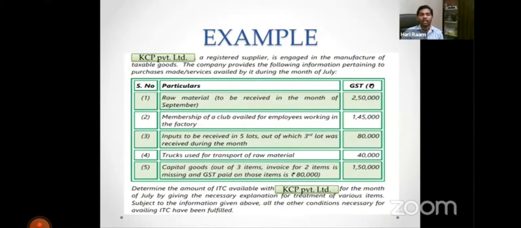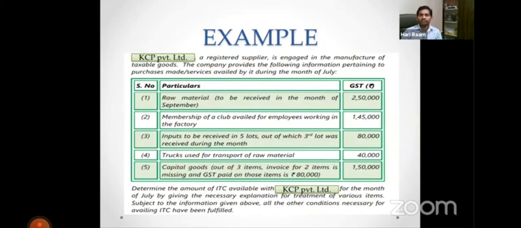Truck used for transport of raw material is eligible, because a truck used for raw materials is not blocked; only vehicles for passenger seating capacity of less than 13 are blocked. Next, capital goods: out of 3 items, the invoice for 2 items was missing. So this is also blocked, because in section 17 subsection 5 whenever the invoice is missing, it is blocked and is never eligible to take ITC credit.